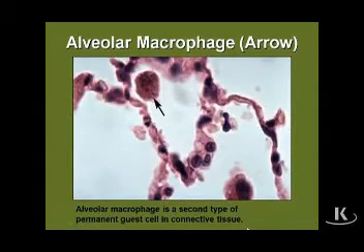The next picture is a specialized view of an alveolar macrophage, just to make the point that they are widely distributed not only in connective tissues but in other places in the body. And again, this is an example of a permanent guest that happens to populate the alveoli of the lung.